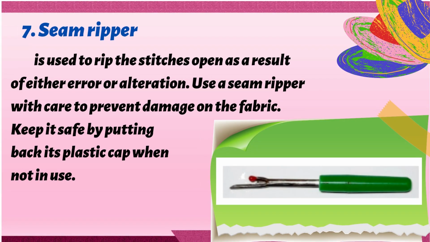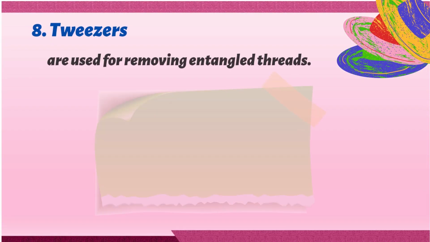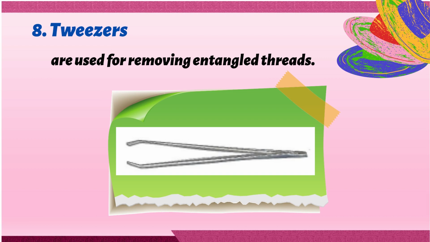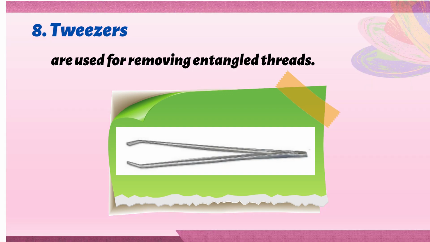Seam ripper. Seam ripper is used to rip the stitches, often as a result of either error or alteration. Use a seam ripper with care to prevent damage on the fabric. Keep it safe by putting back its plastic cap when not in use. Tweezers. Tweezers are used for removing entangled threads.